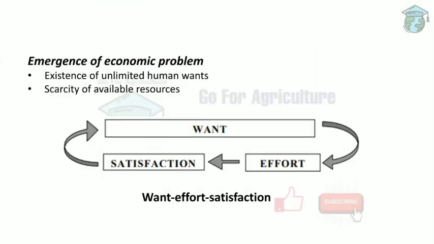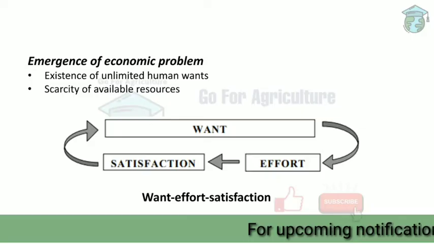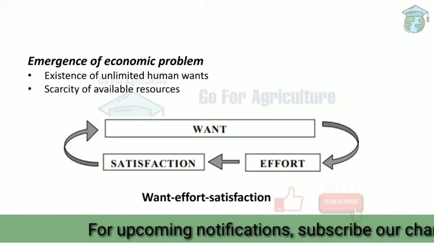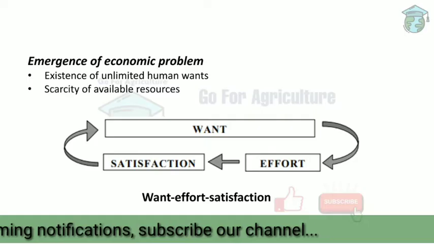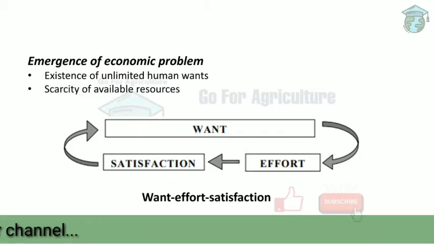Next is the emergence of economic problems. Basically, these economic problems emerge due to the existence of unlimited human wants and the scarcity of available resources. For example, if you have a new phone in your hands right now, and after 1 year another new phone with new features is launched, what would you do? In your mind, another want is produced: yes, I want that phone. Successfully you get that phone, and again after 1 year another phone is launched, and again you have a feeling: yes, I want that phone.